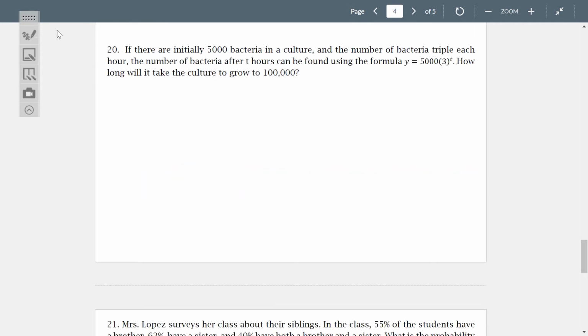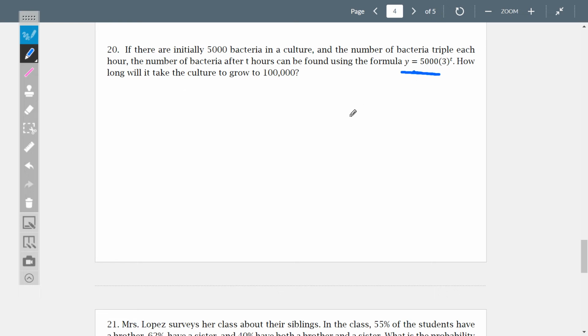Number 20. If there are initially 5,000 bacteria in a culture and the number of bacteria triple each hour, the number of bacteria after t hours can be found using this formula: starting amount and the factor. How long will it take the culture to grow to 100,000? So we have 100,000 equals 5,000 times 3 to the t. We want to solve this for t.